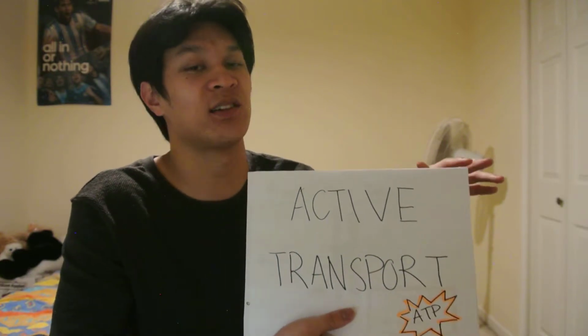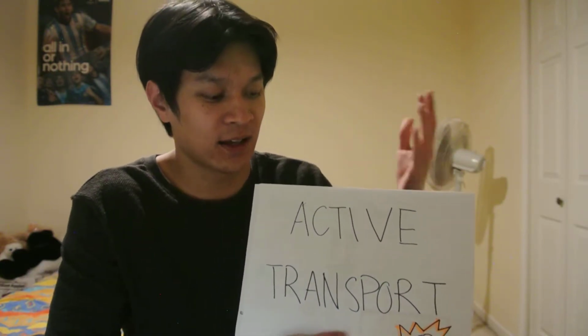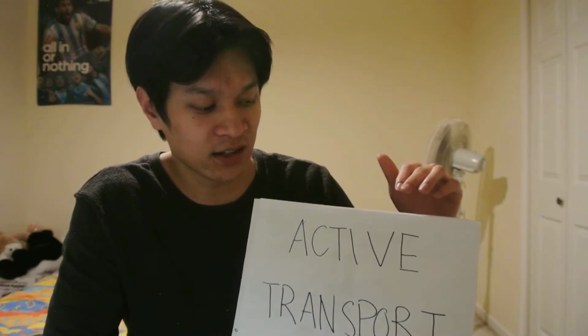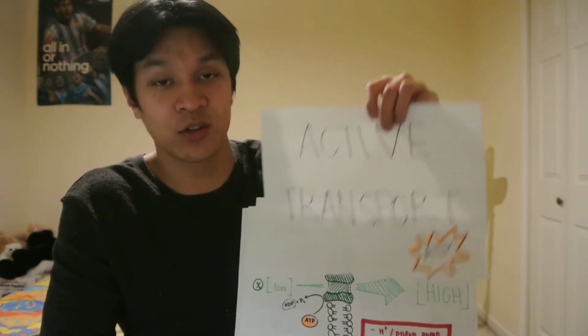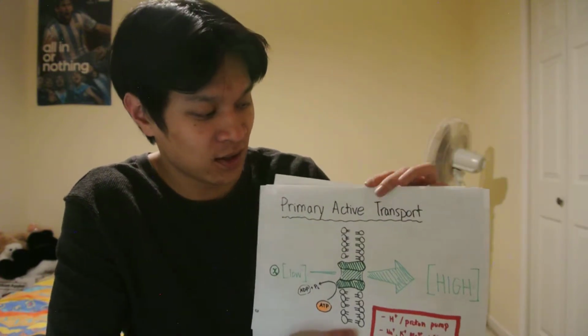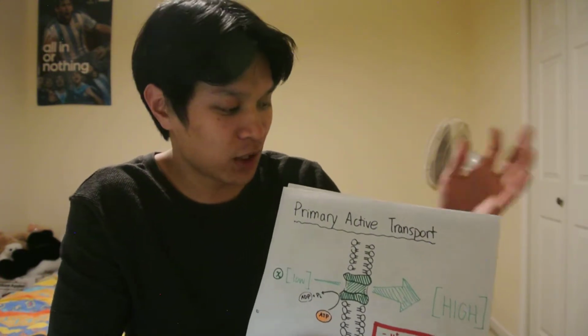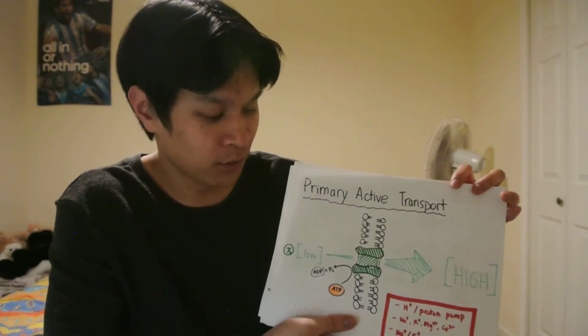So now we're going to be talking about active transport, which is the second division of transport, and this involves the use of ATP, either directly or indirectly. And we'll talk about how ATP functions in allowing for active transport to be carried out. So there are two types of active transport. We're going to be talking about primary active transport first of all.